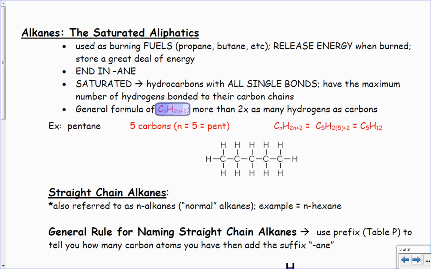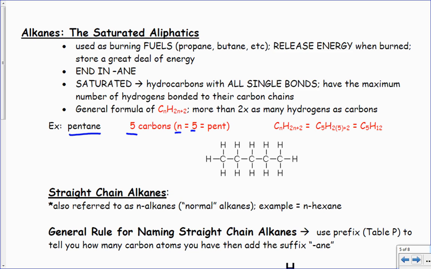General formula is this, CnH2n+2, okay? That's a general formula. So what does that mean? Well, the n is a variable. So in this case, pentane, I have 5 carbons. I looked that up. Pent is 5. Ane is single bonded. The n equals 5, right?